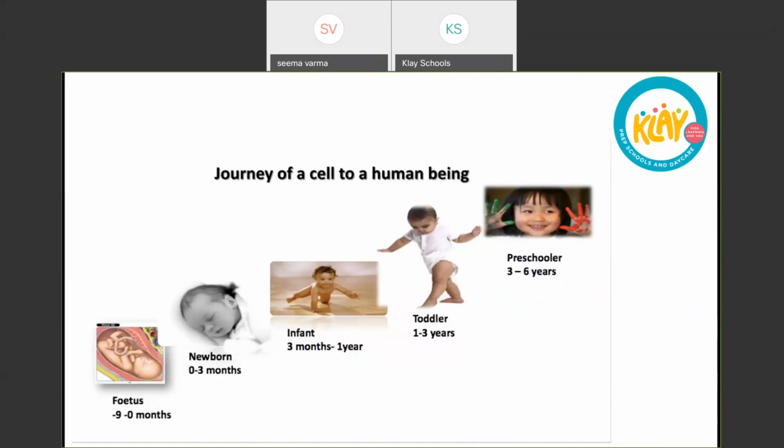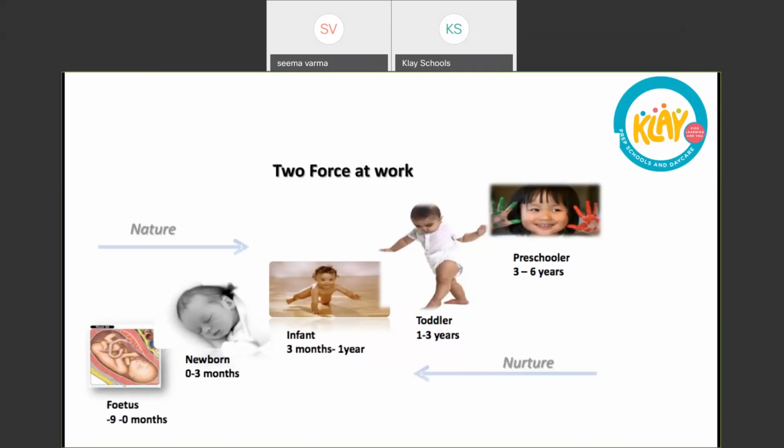While we have understood the brain and we have understood the child in its physical form, there are two critical elements that go into the development of a child into a very successful and happy human being. And these two forces at work are the nature and the nurture. So, what do we understand really by nature and the nurture?